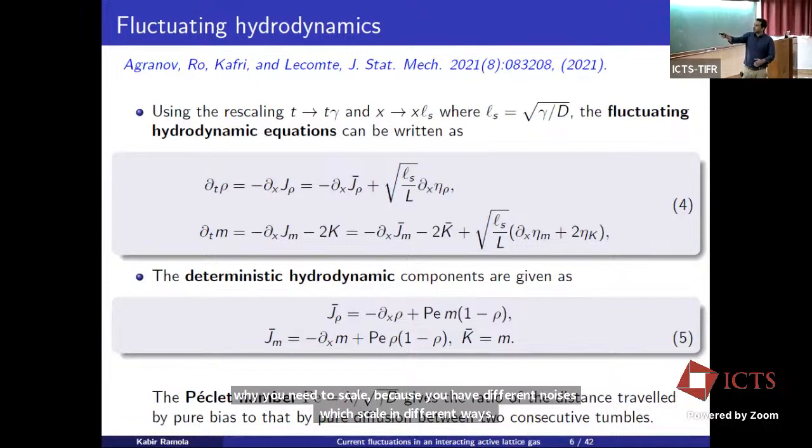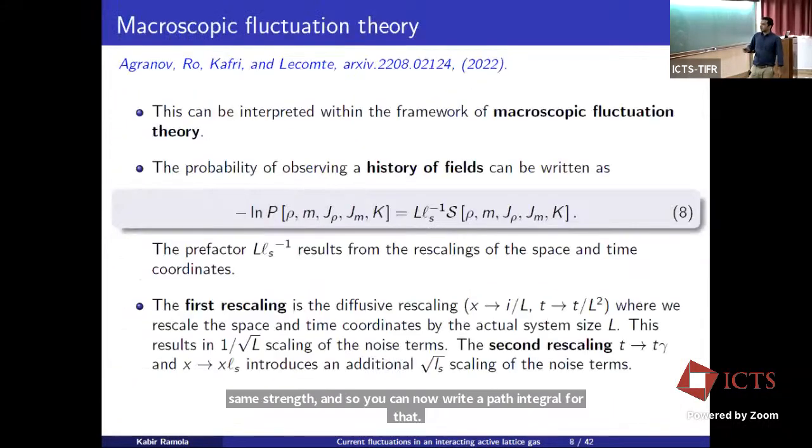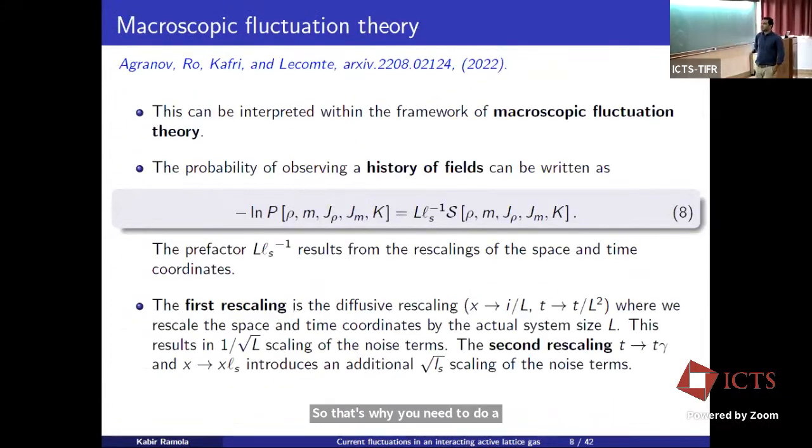So if you provide another scaling after the diffusive rescaling of time, which scales with some tumbling rate, and x, the space, scales with some other scaling function ls, which is a distance, then you are able to bring all the noise terms to basically the same strength, and so you can now write a path integral for that. So that's why you need to do a second scaling.